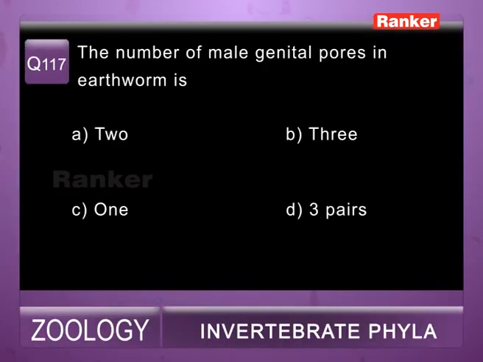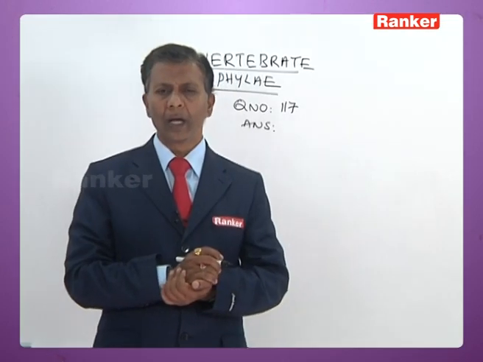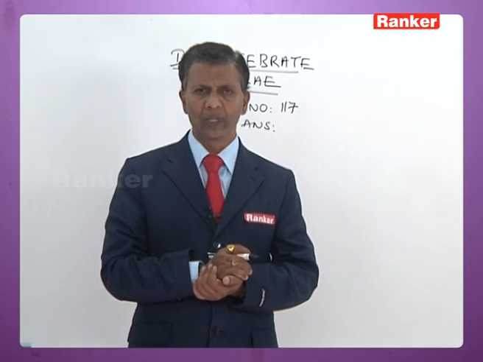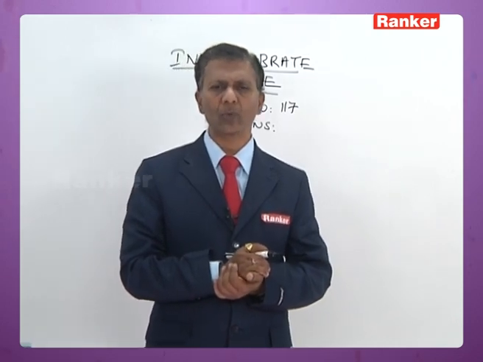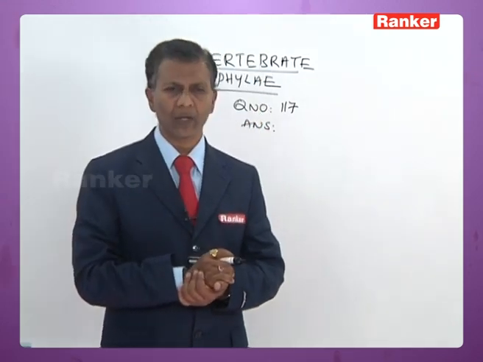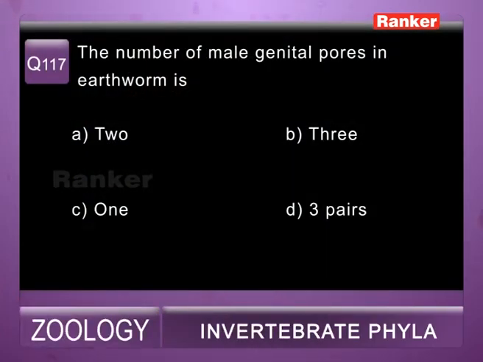117th question here now. The number of male genital pores in earthworm is, just now I said here now, the number of male genital pores in earthworm A. 2, B. 3, C. 1, D. 3 pairs. It has got 2, that is 1 pair of male genital pores, 2 are there in 18th segment. So 117th question, correct answer is A.